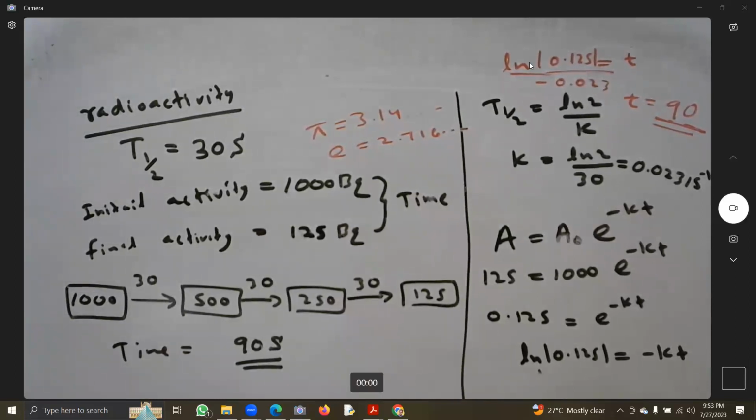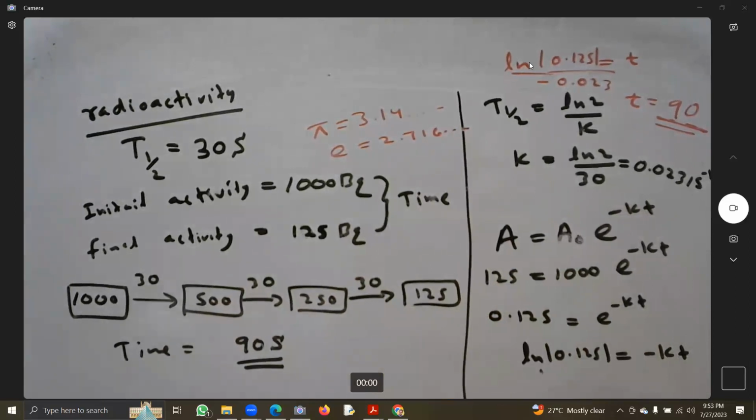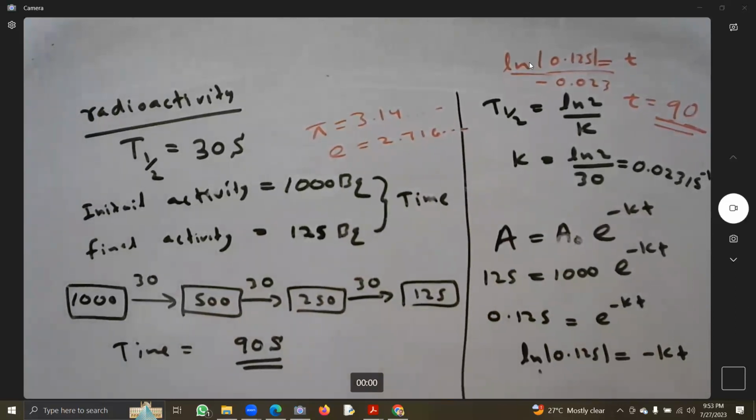The A naught is the initial value. If it is the rate, A naught is the initial rate and A is the final rate. In this case, it is the initial activity and final activity. Same for capacitors, it's initial current and final current. That's also like a rate, since current is the rate of flow of charge.